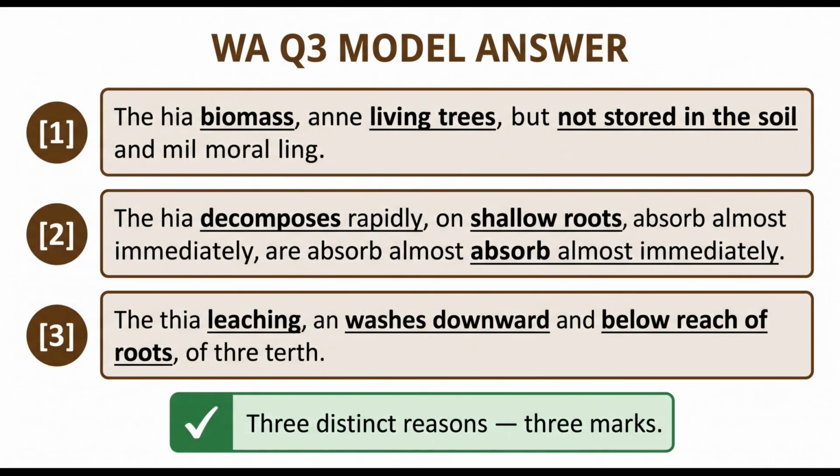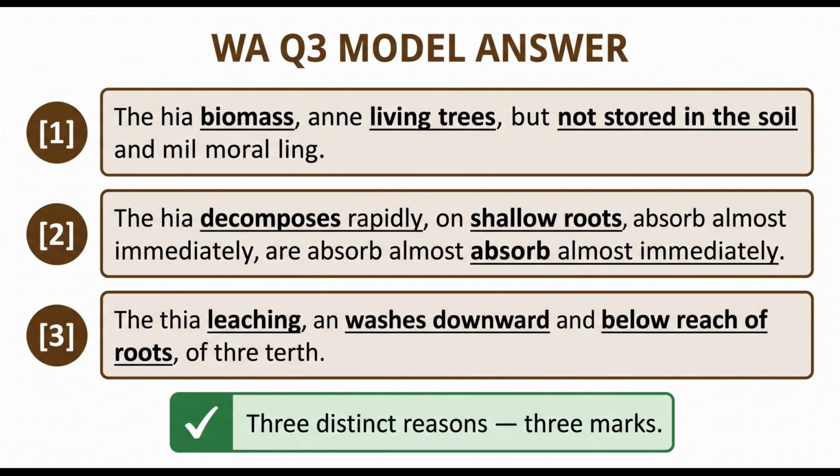Here is the WA question 3 model answer. Mark 1. Most of the nutrients in a rainforest are not stored in the soil but locked in the biomass of the living trees, their leaves, trunks, and roots. Mark 2. When leaf litter decomposes rapidly on the warm, moist forest floor, nutrients are released into the thin soil layer, but the shallow roots of the trees absorb them almost immediately. So no nutrients accumulate in the soil. Mark 3. The heavy daily rainfall causes leaching, washing any remaining nutrients downward through the soil, below the reach of plant roots, so the soil stays permanently nutrient poor.